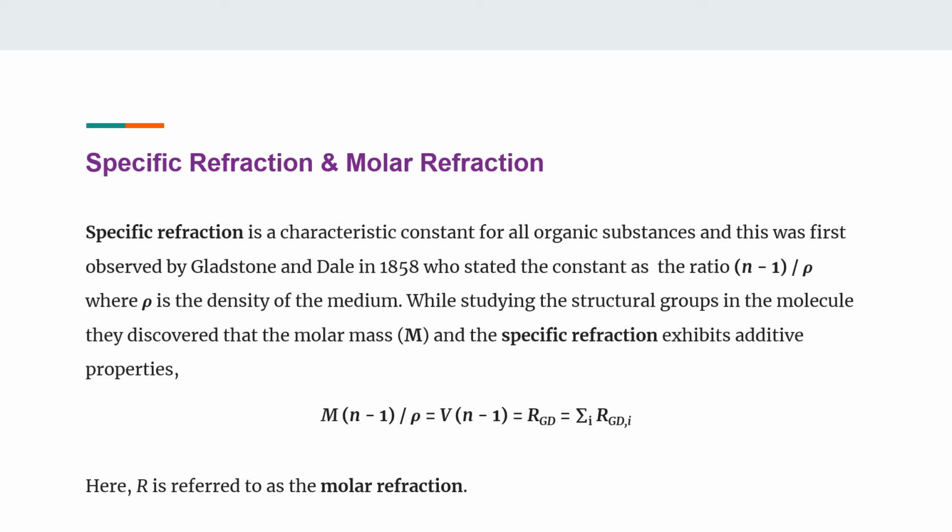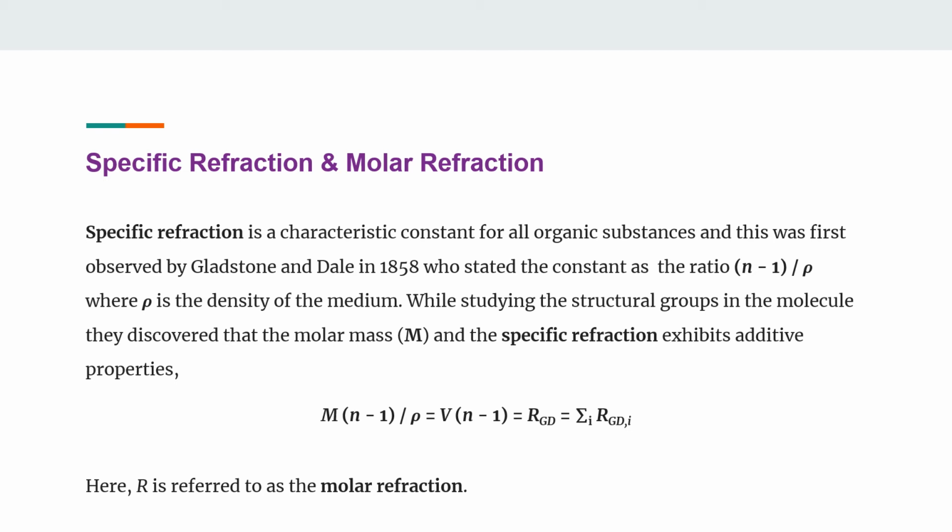Next, we need to know about the specific refraction and molar refraction. Specific refraction is a characteristic constant for all organic substances, and this was first observed by Gladstone and Dale in 1858, who stated the constant as the ratio (n-1)/rho, where rho is the density of the medium.